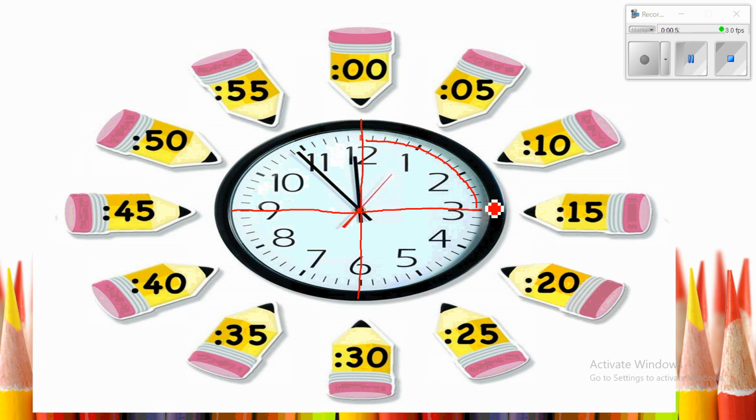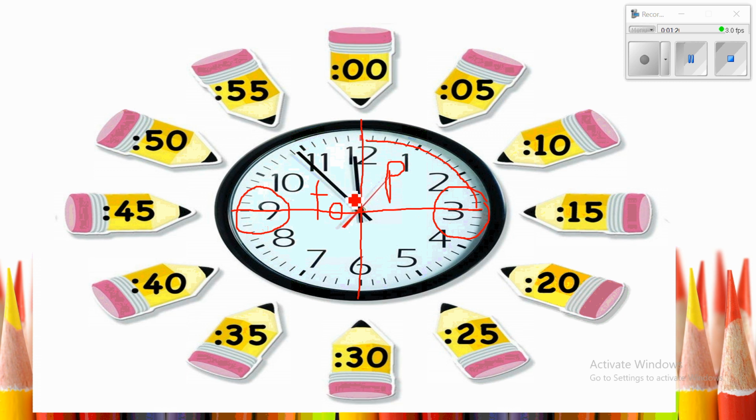The first quarter is quarter past. The other quarter on 9, it's quarter to. So in my clock, I have 2 parts. The first part is past, means after. The second part is to, means before.